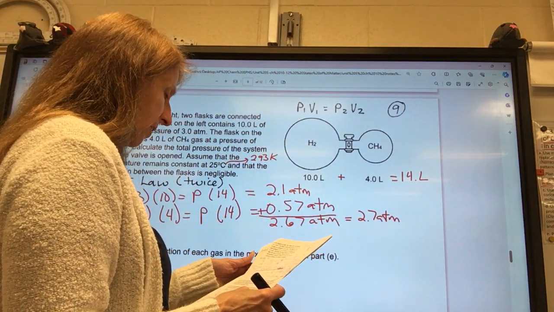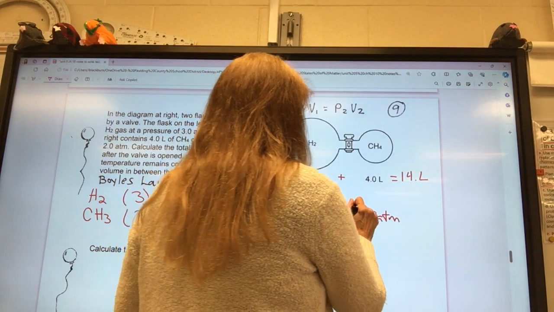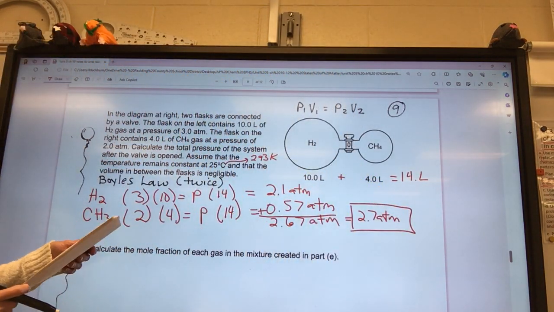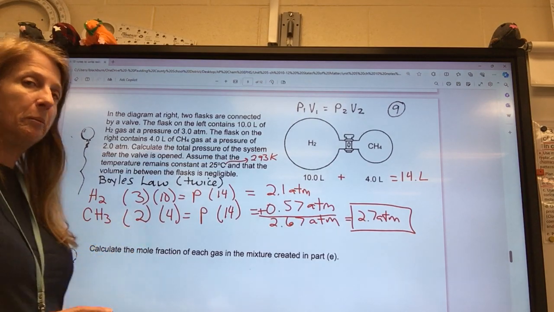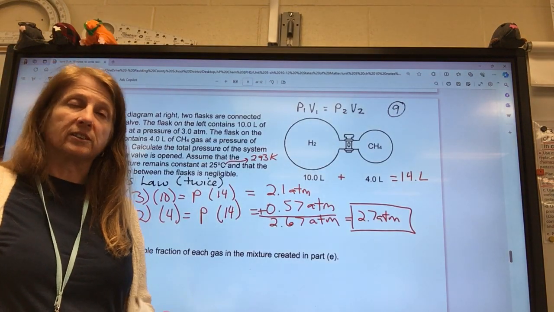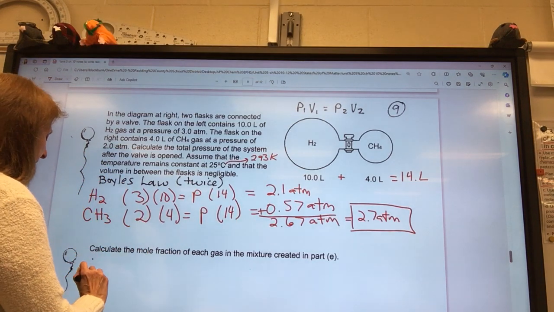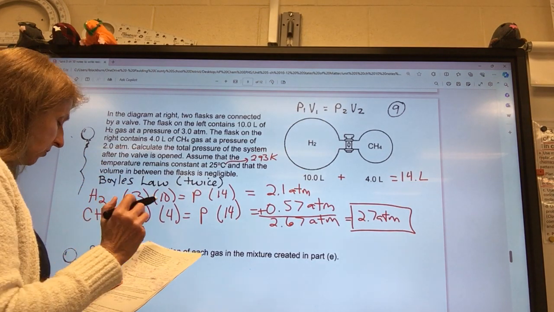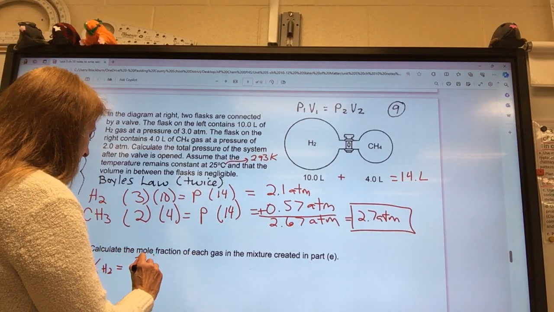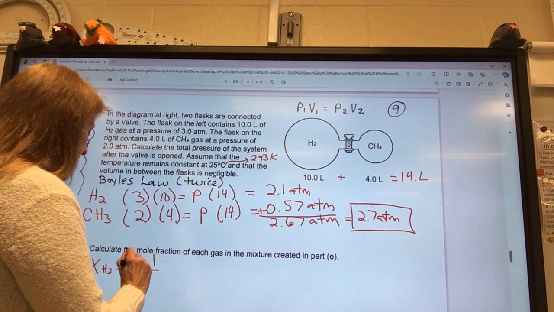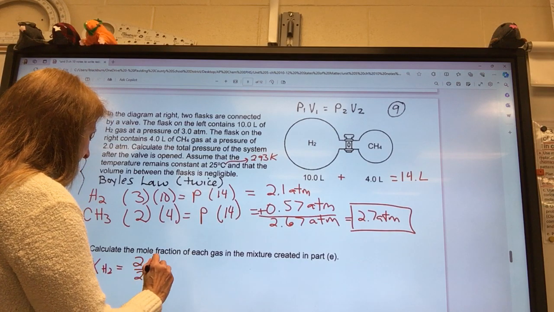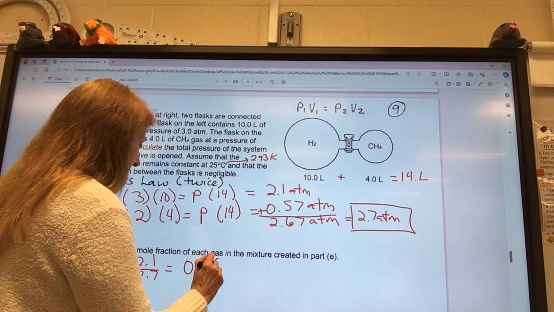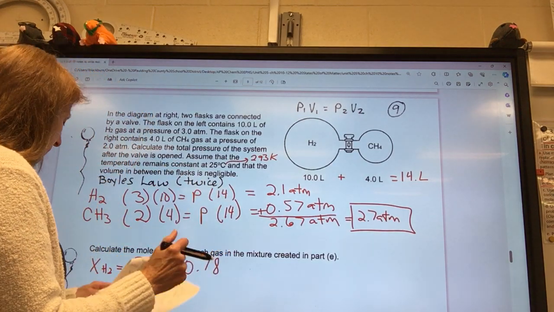Okay? So that was the first part. That's the first question. Ta-da. Calculate the mole fraction of each one. If you remember, you could use pressures instead of moles. So we can say X of H2 equals its original pressure, 2.1, divided by its final pressure, 2.7, and we get 0.78.